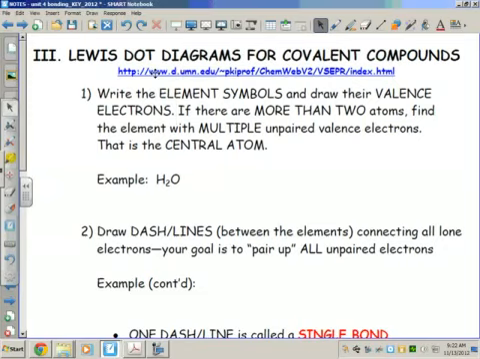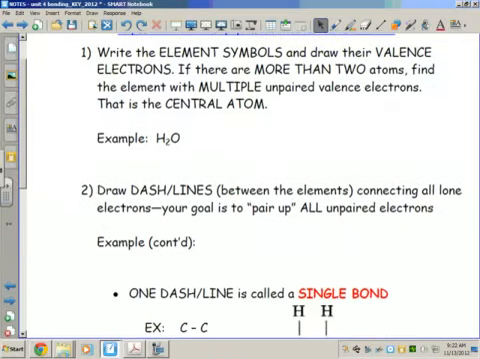We talked about Lewis structures for ionic compounds, allowing us to illustrate the transfer of electrons from a metal to a nonmetal. Drawing the Lewis structure for covalent compounds allows us to illustrate the sharing of electrons between two nonmetals. We start out the same way we did before, drawing the individual element symbols and their valence electrons. So the Lewis dot structure for the individual elements.